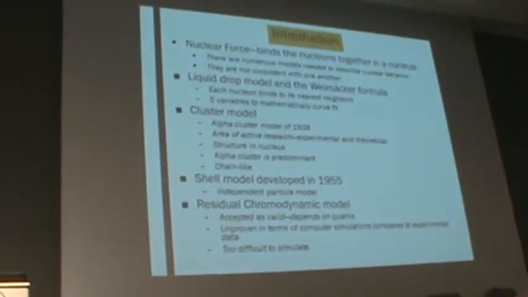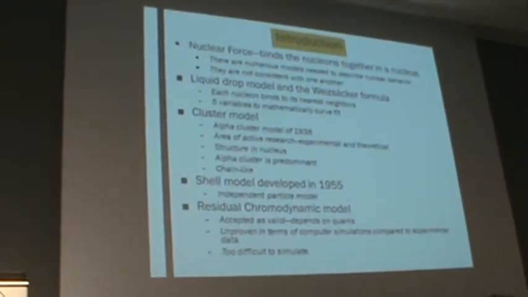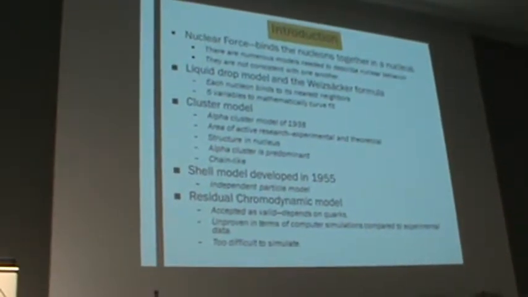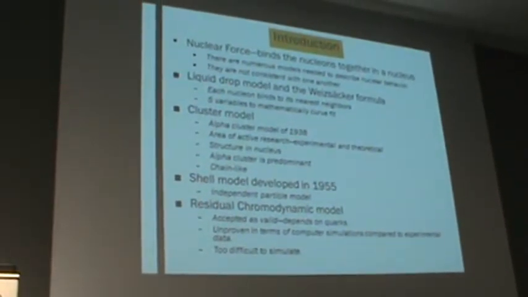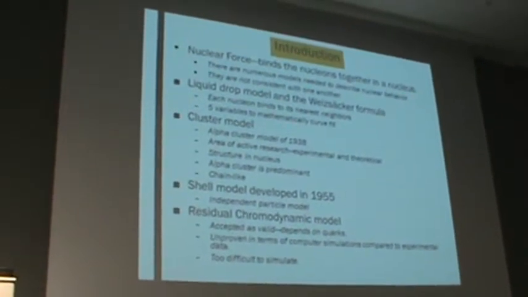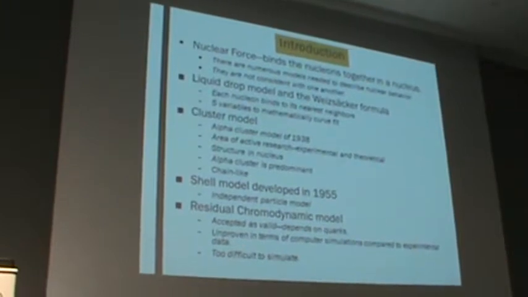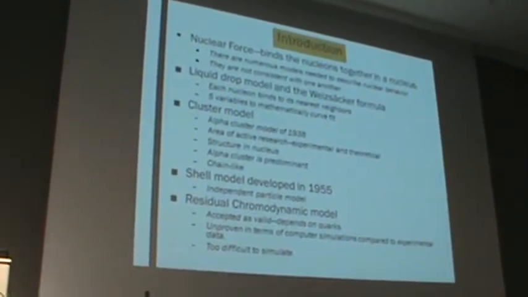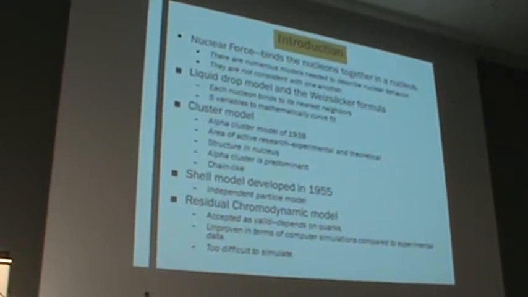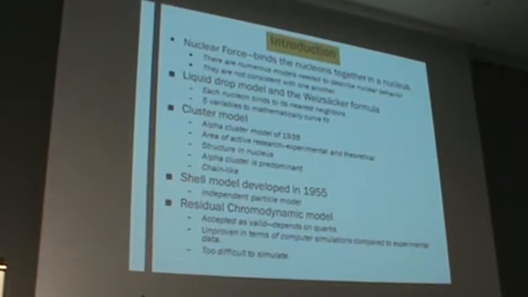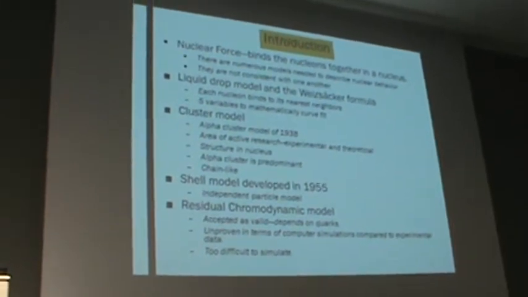The cluster model states that we end up with a chain-like structure. And they have seen this experimentally. When they look at the nuclides, they look like chains, links of alpha particles linked together. Very interesting model. Then there is the shell model, which was developed in 1955, which is an independent particle model. The particles are inside a well, banging around, and they don't interact with each other.